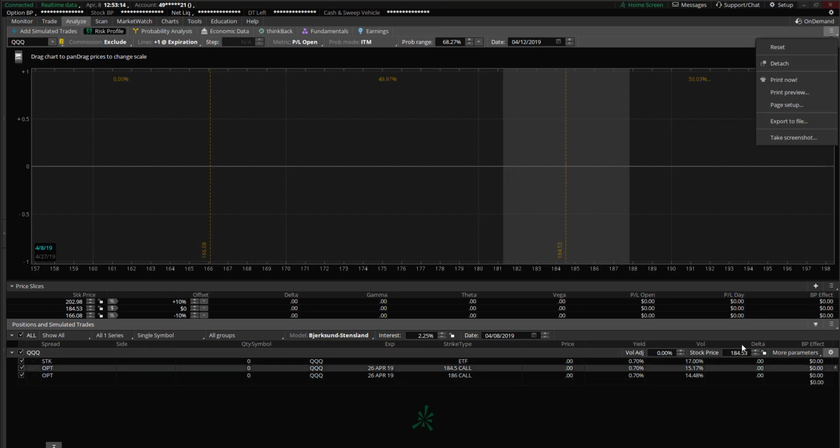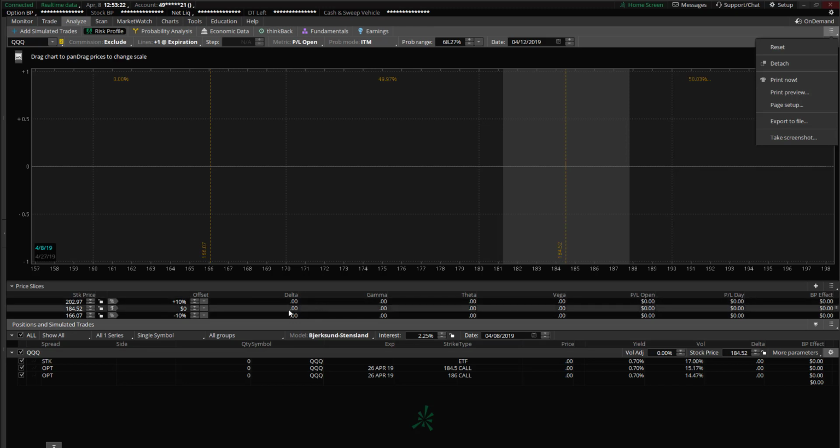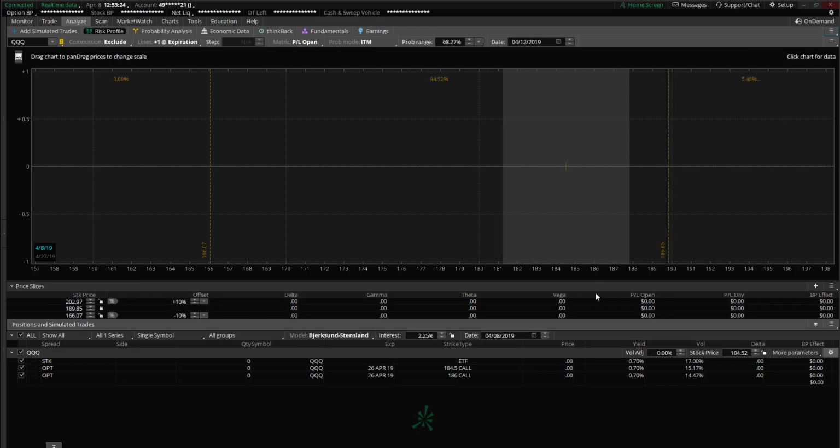And you can see that we're still showing the 184.52, and that's where this center line is. Only now our slices are showing us a 10% move up and a 10% move down. I'm not interested in seeing a 10% move. I'd rather see how far this expected move is in the gray area.